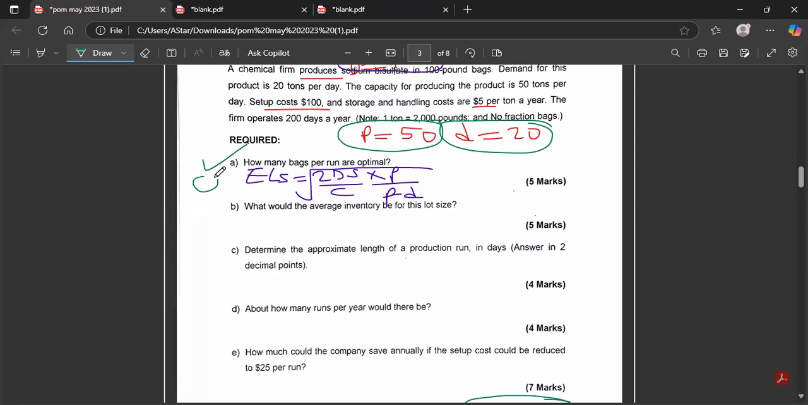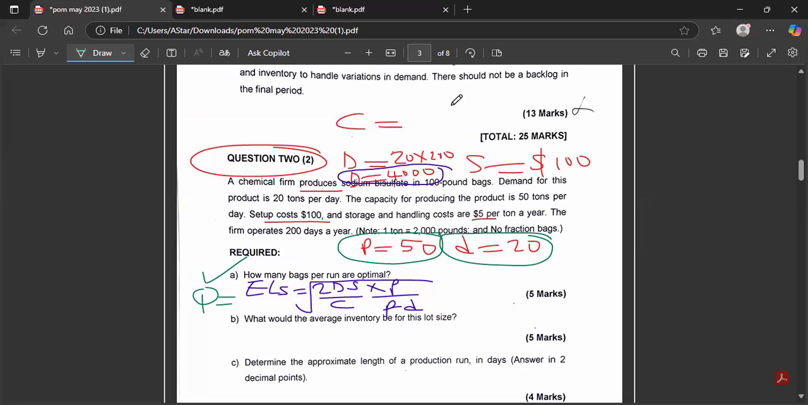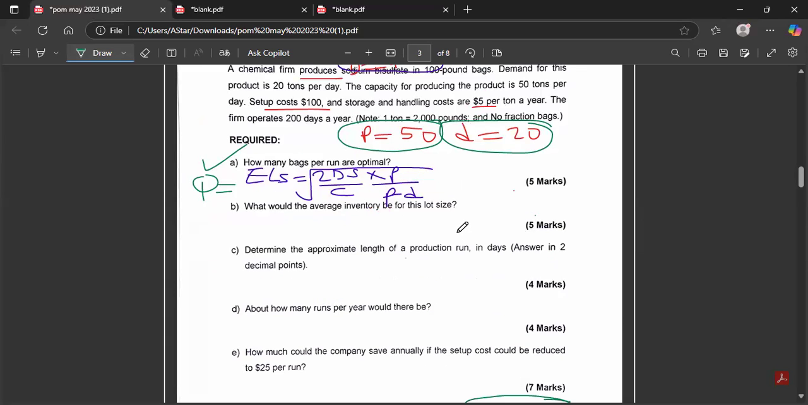This one is also called Q. I've given you 5 minutes. Substitute the D is 4,000. S is 100. P is 50. D is 20. C is 5. Okay? Give me the answer. Our C is $5. So solve for me, 5 minutes. Everyone else, sort out this one. Give me the answer 5 minutes down the line.